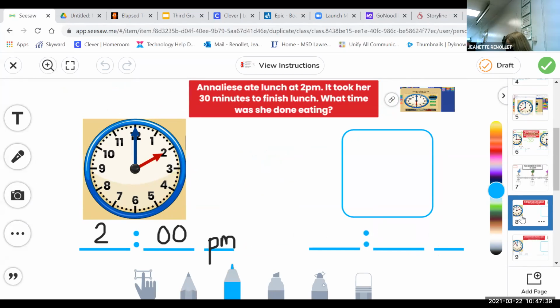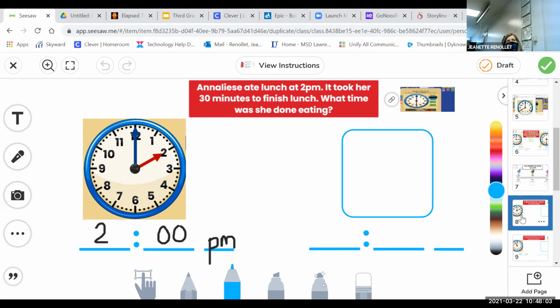We're going to do just what I showed you in the video. We're going to read the situation. We're going to think about what time it starts. We can identify how much time has elapsed or passed, and we're going to prove it with our clock. Who can read the example of our situation?